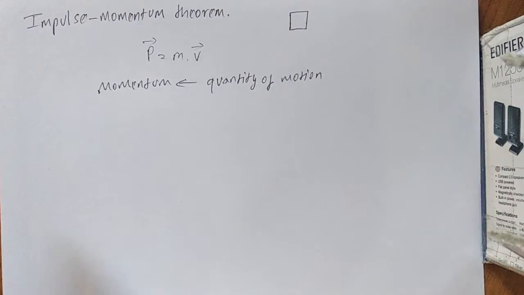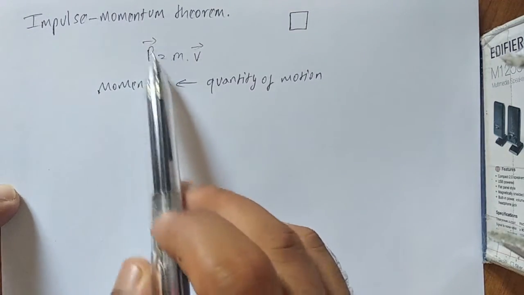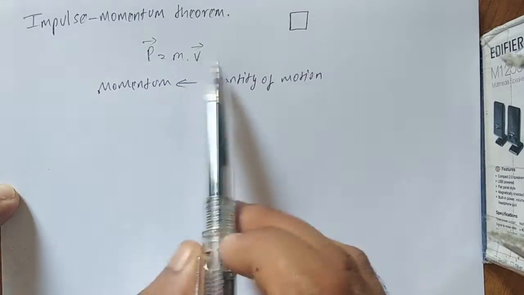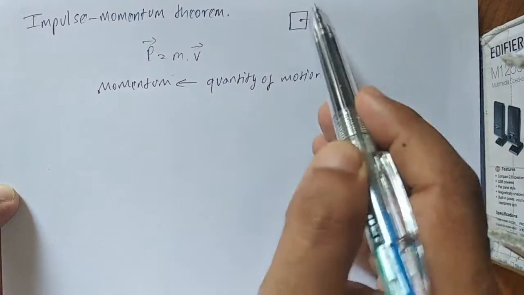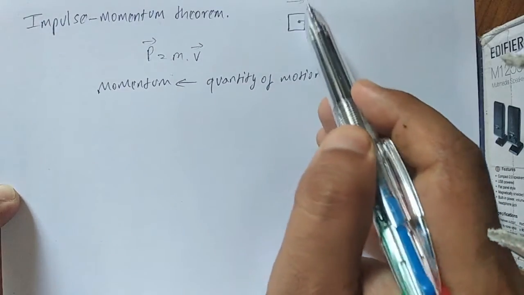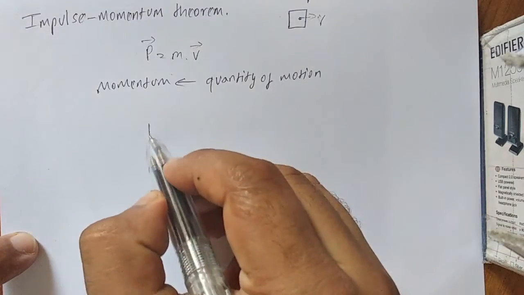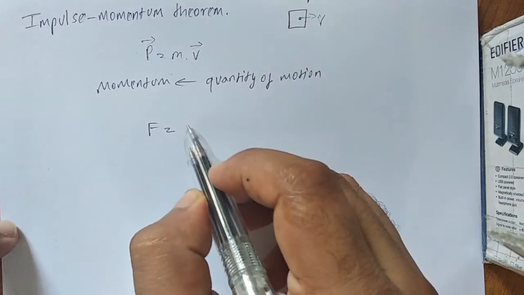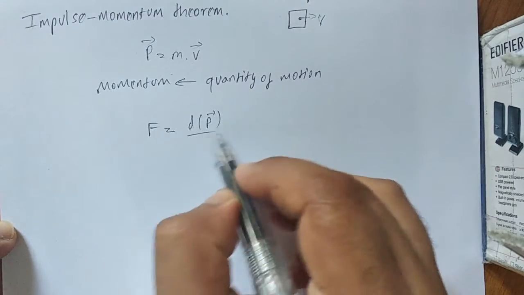Now, it is a vector quantity and the direction of this momentum would be in the direction of the velocity of the body. This is the velocity, then in the same direction the momentum will be directed for a body. Now by Newton's law we know that the force is nothing but the rate of change of momentum, that is dp by dt.